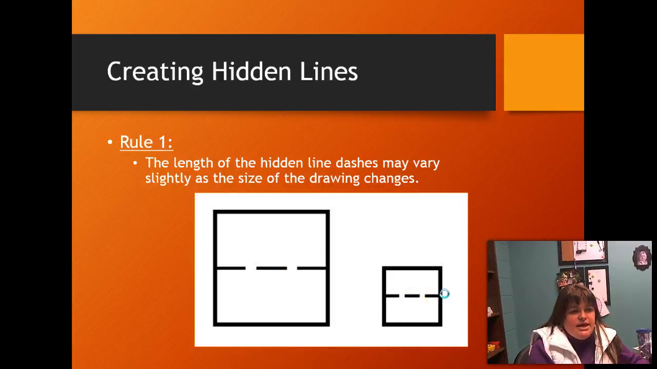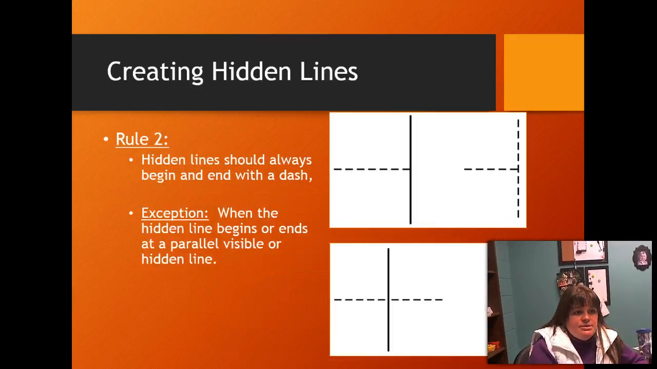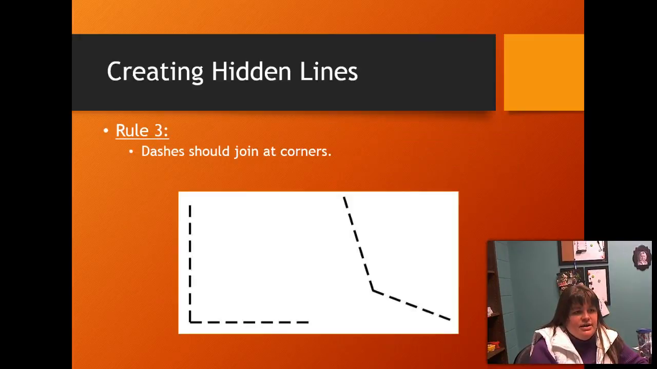It's all relative scale. We want to make sure that our hidden lines always begin and end in a dash. So like this example up here, we've ended in a dash. Again, we've ended in a dash right there. The only time that you're going to see it a little bit differently, like in this example here or here, is when that visible piece ends at a parallel. So we'll talk about more examples of that later on.